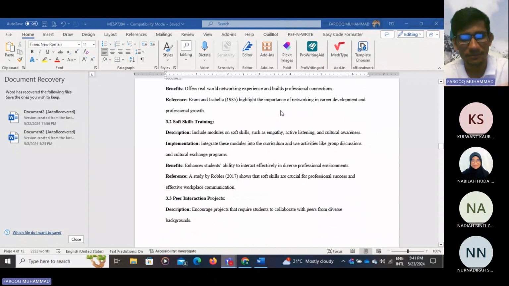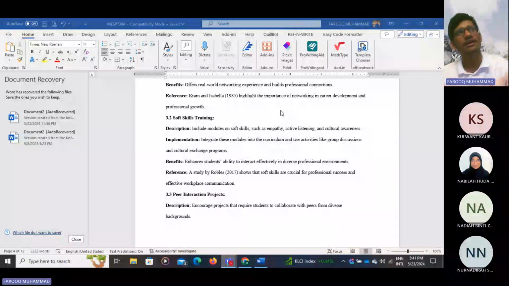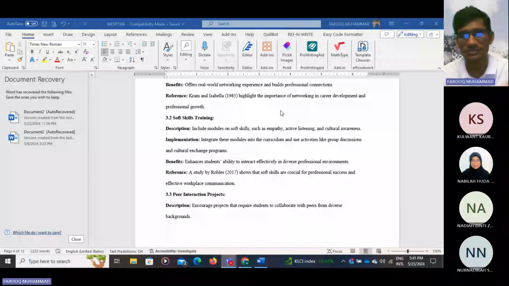So the second solution will be soft skills training, including modules on soft skills such as empathy, active listening, and cultural awareness. I mean, what words we should not use, what words are informal in business writing and business speaking.